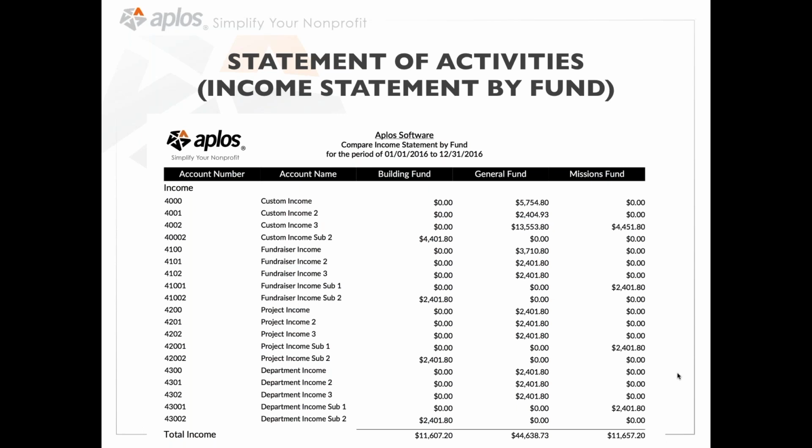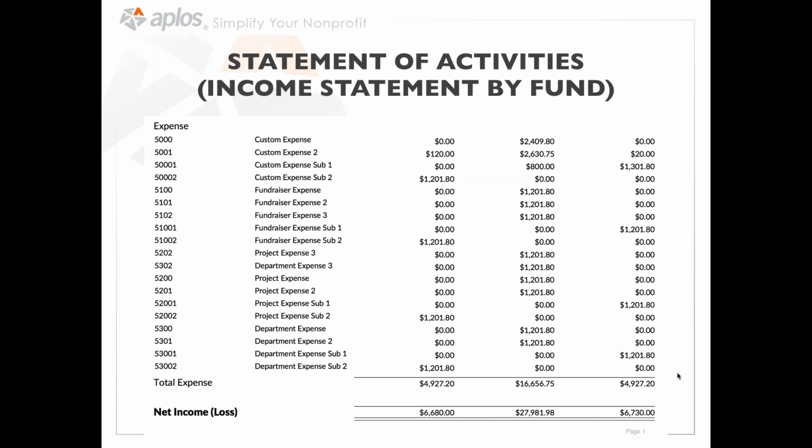So you can run a total and just say, here's all of the income that I've got for my entire organization and all of the expense, or you can parse it out into each fund being its own column here, really kind of 3 income statements in one. So you can really see how it adds dimension, right? So building fund has $11,500 in income. General fund kind of mainly funding everything with $44,000 and change, and then $11,000 or so in missions. And then expenses down there at the bottom, total expense with the net income being reported at the very bottom.